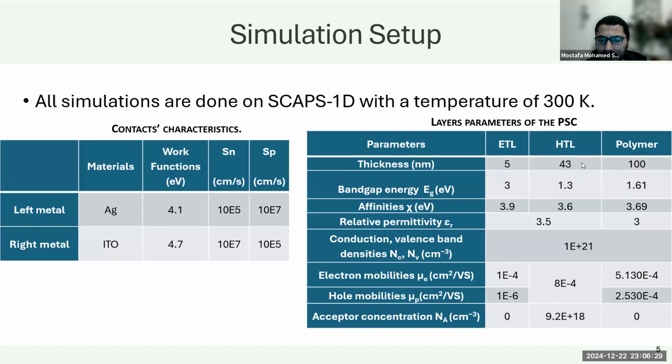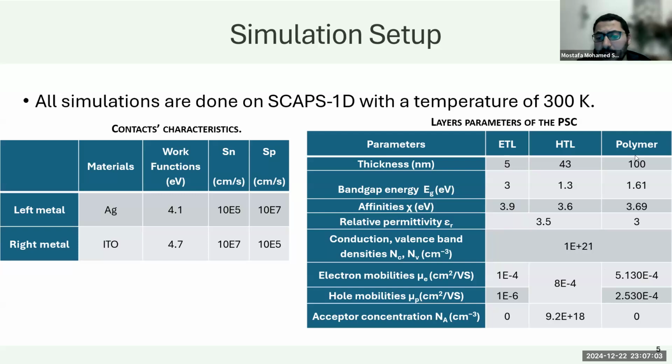The hole transport layer thickness is 43 nanometer. The energy gap is 1.3 electron volt. The affinity is 3.6 electron volt. The relative permittivity is 3.5. The conduction and valence bands densities are the same for all layers. The electron and hole mobilities are 8 times 10 power negative 4. The acceptor concentration is 9.2 times 10 power 18.